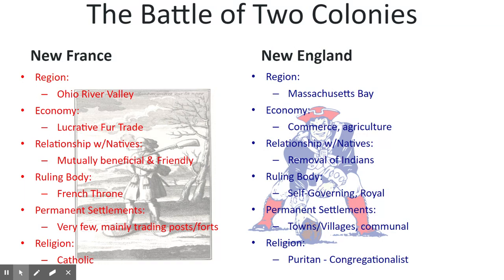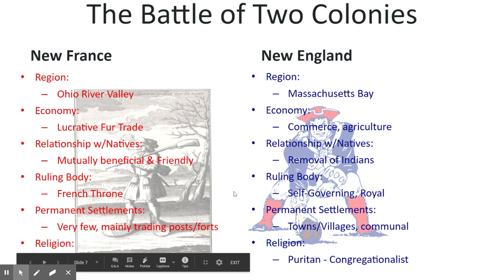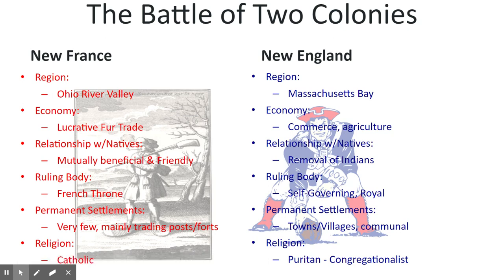So let's look at the two differences between the colonies. Here's New France versus New England. You can see where New France has been, the Ohio River Valley. They're mainly fur traders with the natives. Very good relationships with the natives. Natives will end up wanting to be on their side numerous times. They still are under control of the French throne, and there are very few permanent settlements, mainly just trading posts and forts for quick trade. And the other thing is the religion is very Catholic. And that's going to play a huge role here later on.